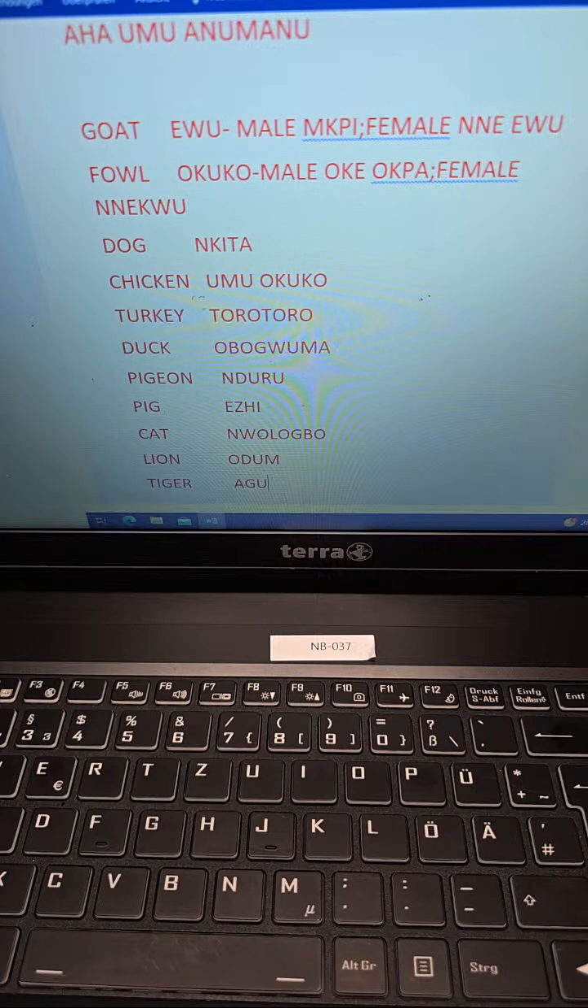And we have duck. Duck in Igbo language is known as obogwuma. And we have pigeon. Pigeon in Igbo language is known as nduru. And then we have pig. Pig in Igbo language is called egzi. You see, egzi. Ezi.